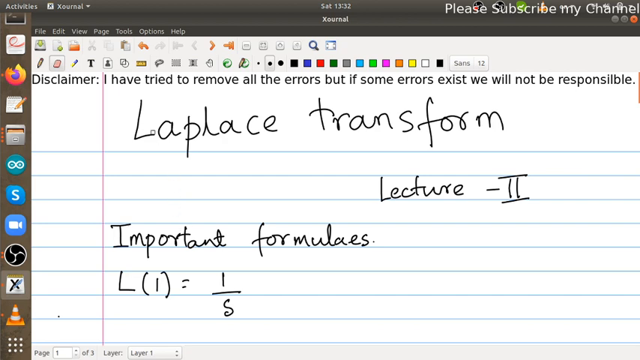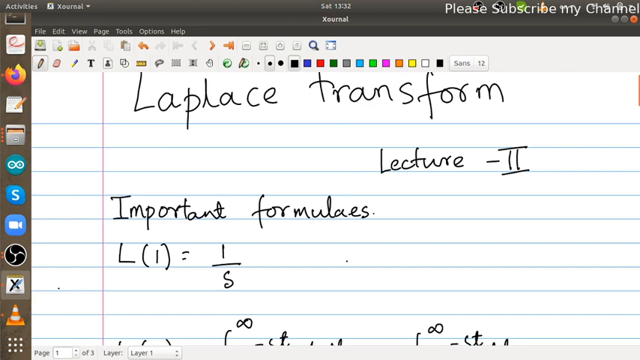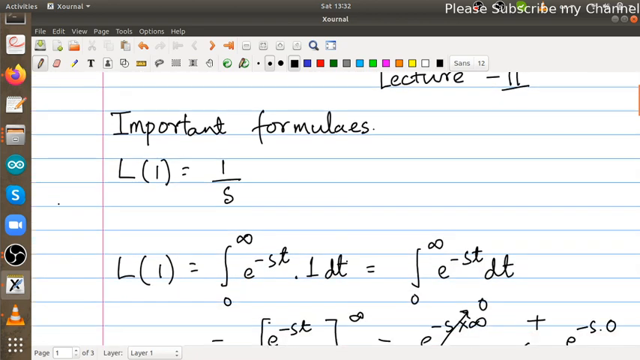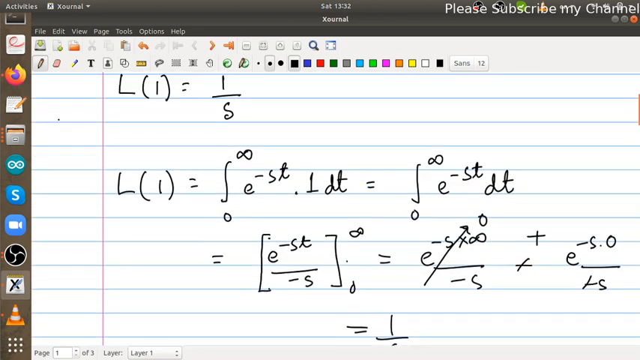Here I will discuss some important formulas for Laplace transform to be able to solve the Laplace transform questions. First one is Laplace transform of 1 equal to 1 by s. Let's see how it came out.